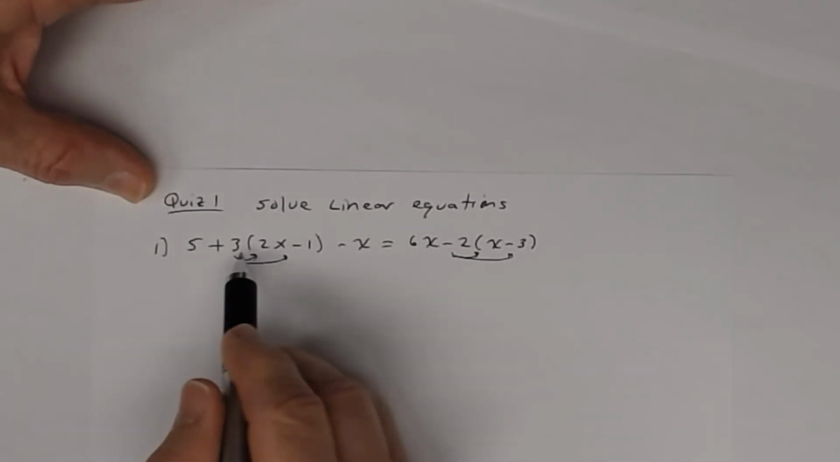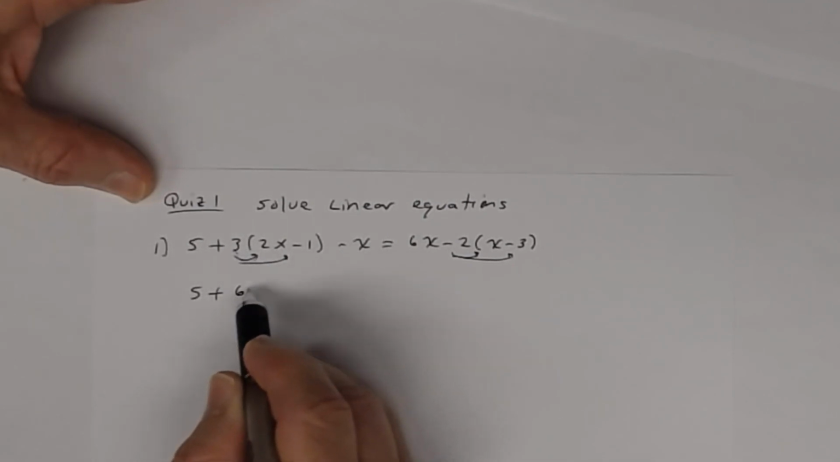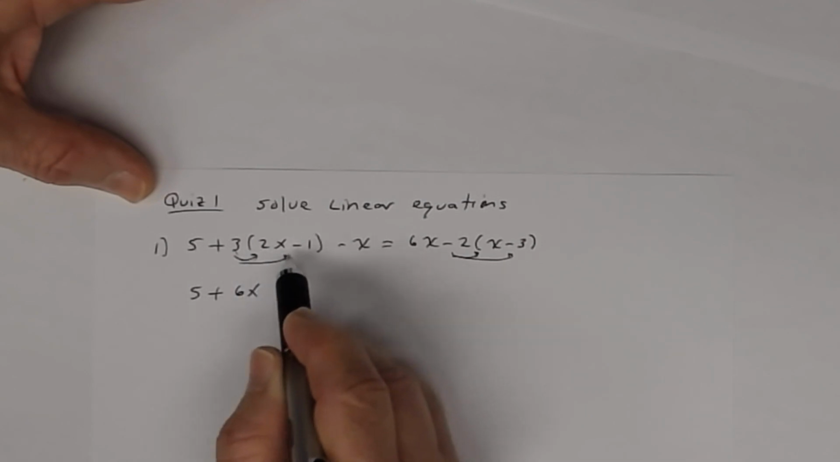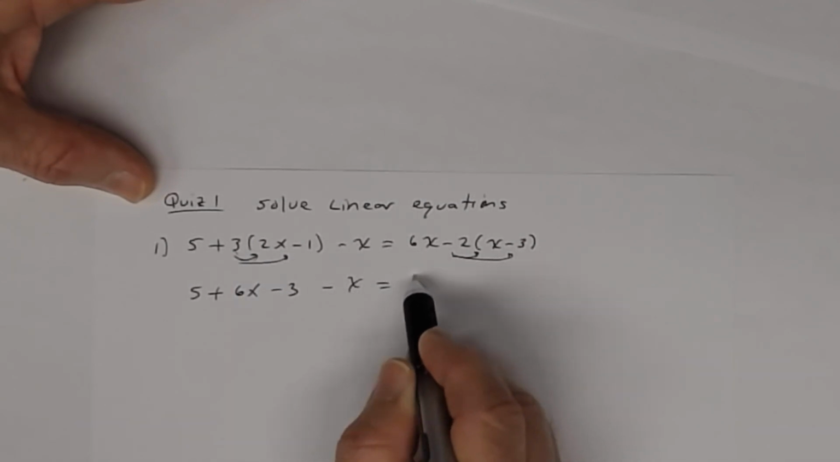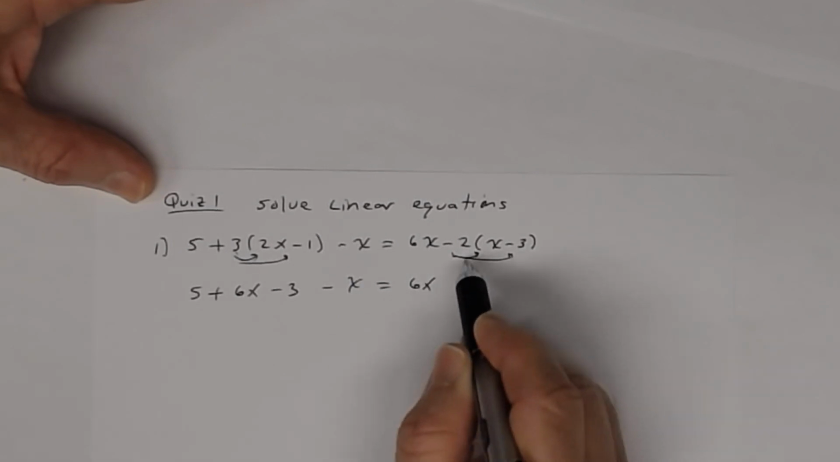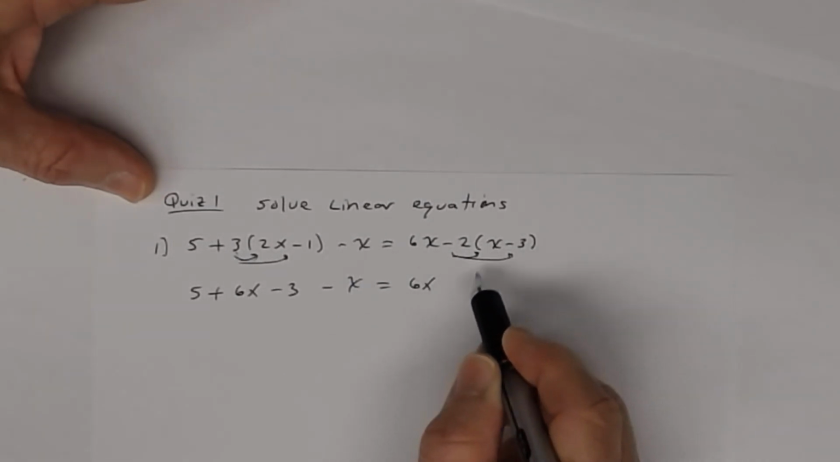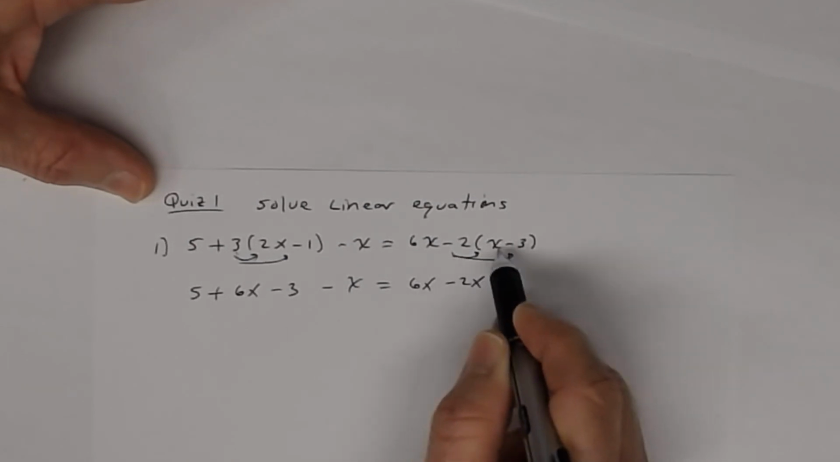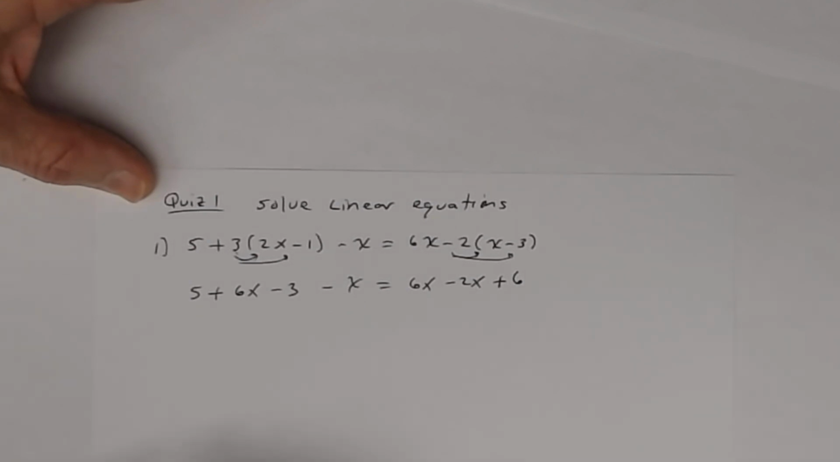All right, so when I distribute the 3 here, I get 5 plus 3 times 2x is 6x. And then 3 times a negative 1 is a negative 3. Minus x equals, and over here, I get 6x. And when I distribute, the negative 2 times x is a negative 2x.